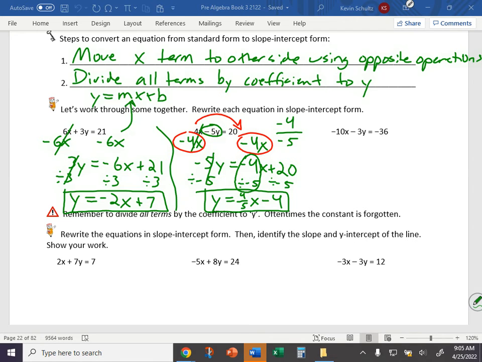Next one. Negative 10x minus 3y equals negative 36. What's my first step going to be? Oh, it's move the x term over to the other side using opposite operations. Great. What does that mean? Negative 10x minus 3y equals negative 36. What am I doing first?